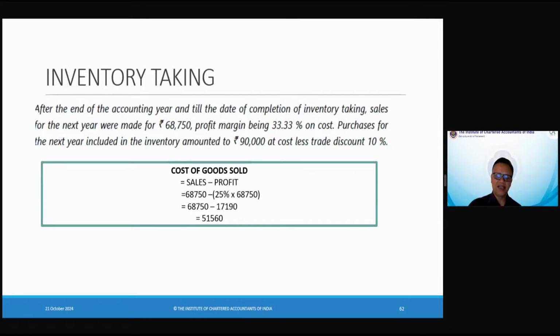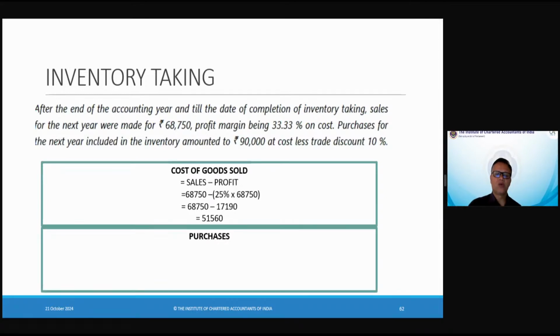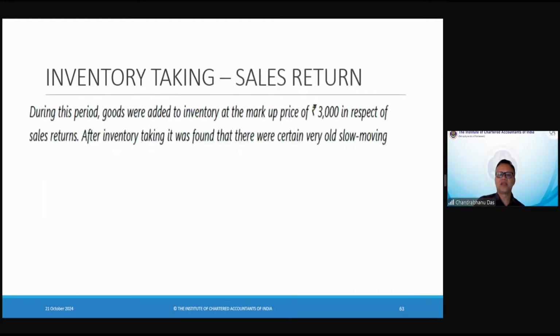Now, once we get this, what are the purchases? Why do we need to know the purchases? Because the purchases are given at cost minus trade discount. Cost is given as 90,000 minus the trade discount of 10%. So 10% of 90,000, it is 81,000. So you got the cost of goods sold 51,560 and you got the purchases as 81,000. Now, once we have these two figures, let us see what is next.